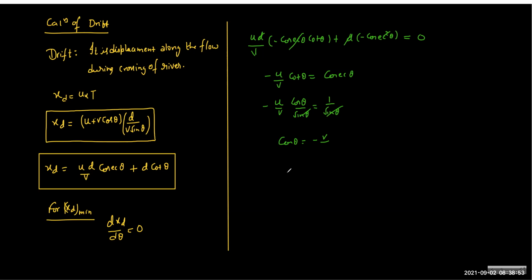Minus cosec into cot, and cot is minus cosec square theta. That is correct. 1 by sin, sin cancel. Or maybe we should not cancel sin. We should take something common. So 1 by sin theta plus u by v cos theta by... this will not work. Differentiation is not working, so there's some problem with differentiation.